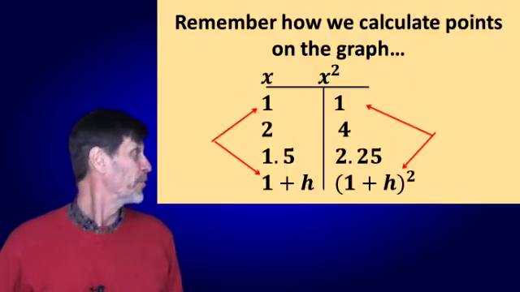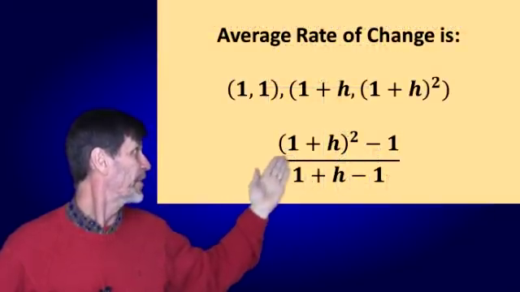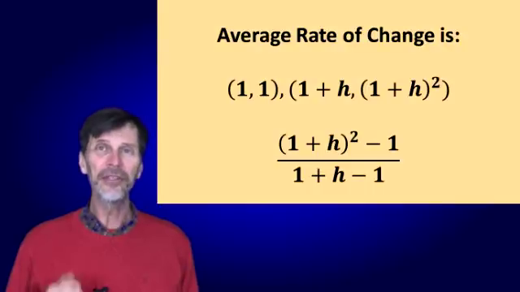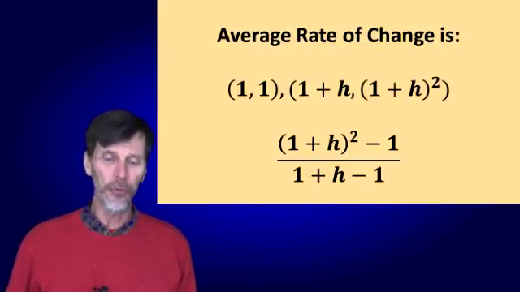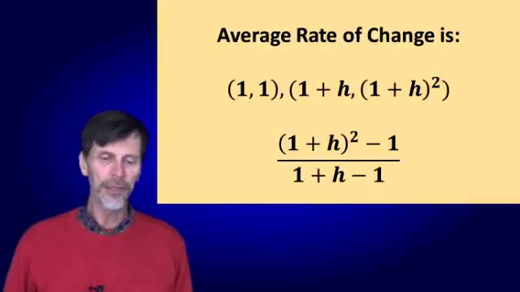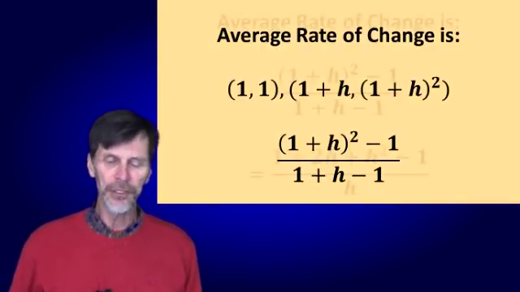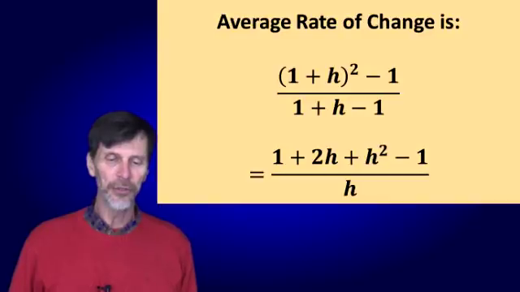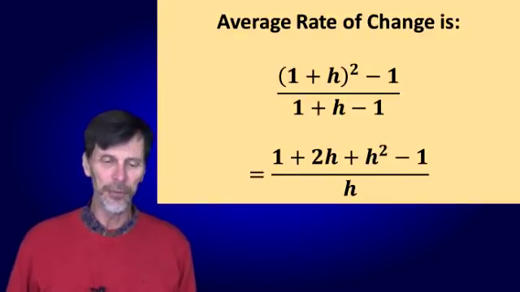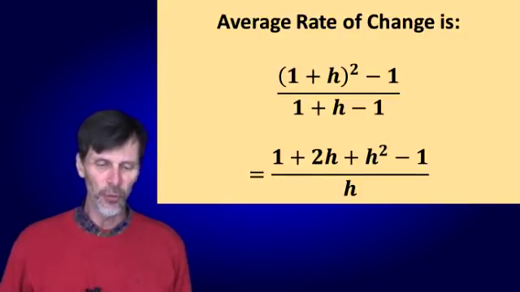Plugging that in, the change in y over change in x, it'll work just like the other two have worked. We will take 1 plus h squared, and this one should be fairly familiar. We did a lot of work like this in the activity today. So we'll square out the 1 plus h, we'll get a 1 plus 2h plus h squared. Subtract 1 from that. In the denominator, take the difference between the inputs, 1 plus h and 1.